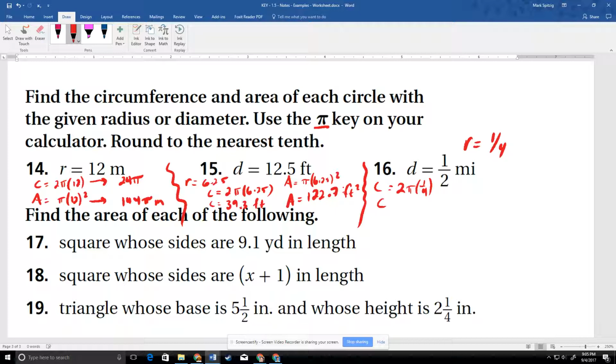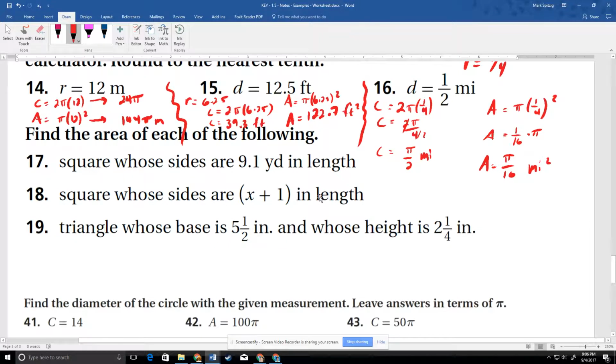So this simplifies that. Might as well show you. This would just be 2 pi over 4, which again would simplify to 1 pi over 2. So just pi over 2 is the circumference, and the area is going to be pi times r squared, which I know is 1/4 squared. 1/4 squared is going to be 1 squared over 4 squared, which is 1/16. So it's going to be 1/16 times pi, which just gives me pi over 16. And again, these units are going to be miles, and that's going to be square miles.